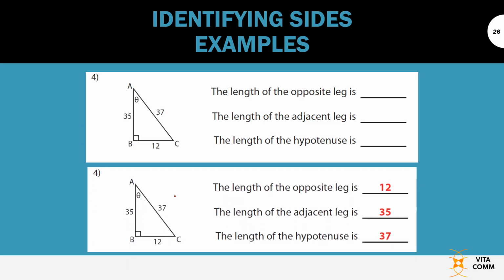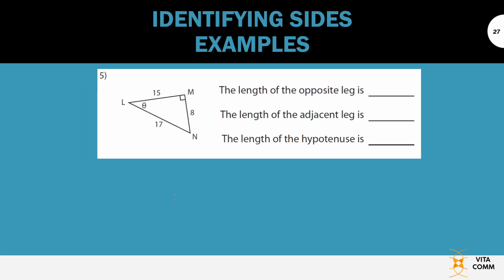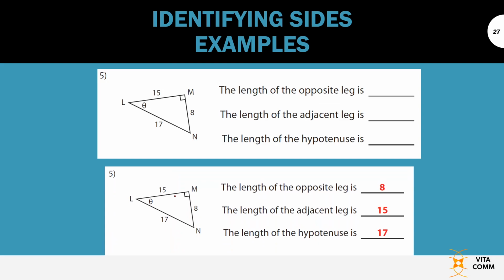So, theta is our angle that we're interested in, as usual. Its opposite is 12, its adjacent is 35, and its hypotenuse is 37. I think this is the last example. Okay, so let's look at the answers. The length opposite theta is 8, right? There we go. Its adjacent is 15, and its hypotenuse is 17, because it's opposite the right angle.